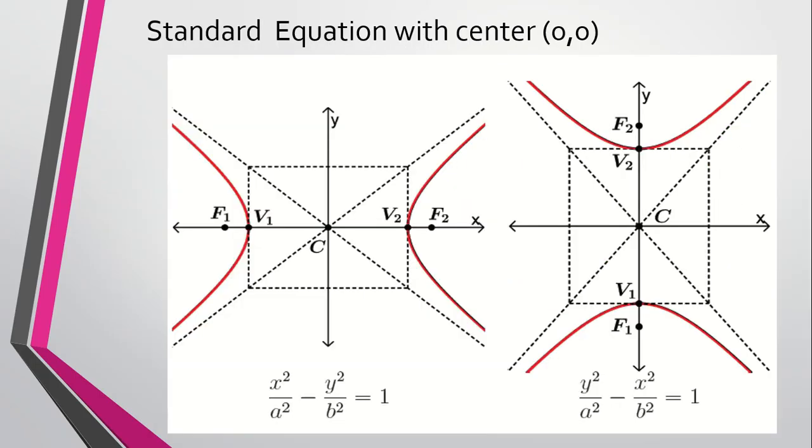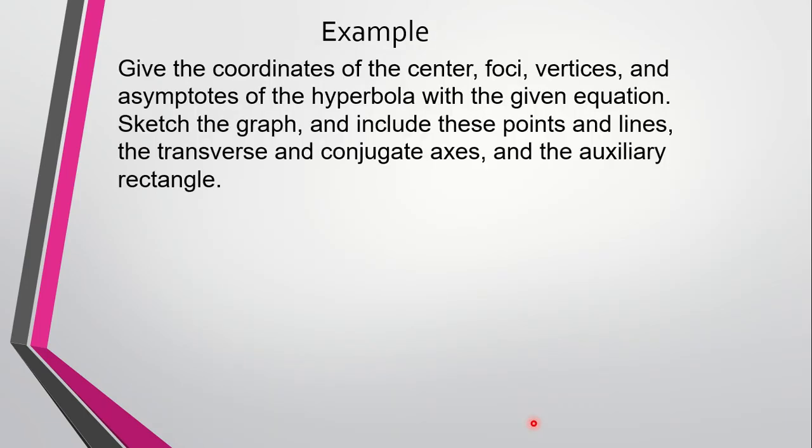So, balikan natin yung standard equation ng hyperbola with center at 0, 0. So, ito yun. So, let's have an example. Give the coordinates of the center, foci, vertices, and asymptotes with the given equation. Sketch the graph and include these points and lines, the transverse and conjugate axes, and the auxiliary rectangle. So let us consider this. X squared over 9 minus y squared over 16 equals 1.